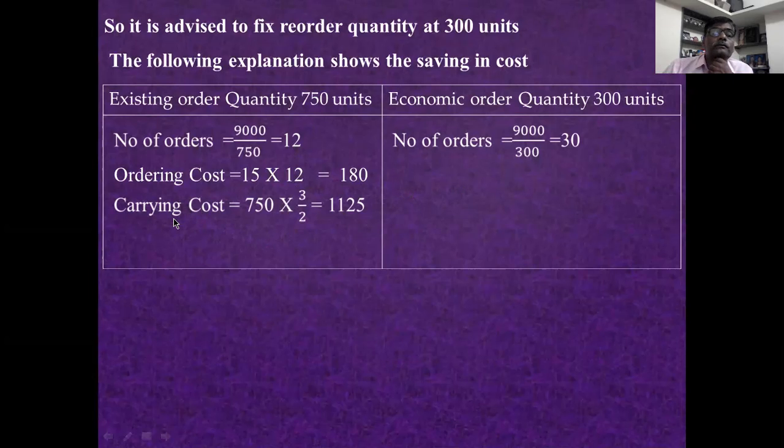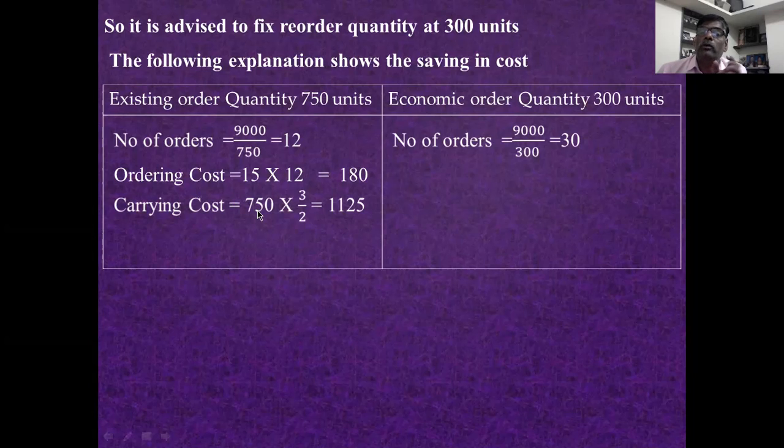This is the carrying cost. Carrying cost is, in one order you place 750 units. Then 3 rupees is the cost per unit of carrying the inventory. 3 rupees. Okay. 3 divided by 2, I will take the average.